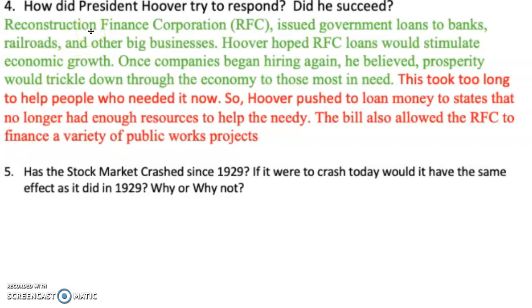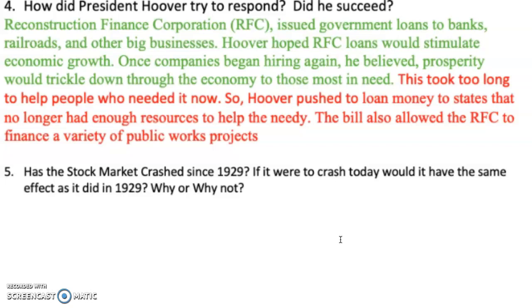Hoover did try to fix the situation. He started something called the Reconstruction Finance Corporation, or RFC for short, which basically gave loans to banks, railroads, and other big businesses, because he thought, hey, if we can keep these businesses going, they're going to hire people, and then those people will get paid. And so he thought it would basically have this big effect. However, it took too long. First of all, you had to get the businesses going, and then you had to hire the people. And then after they worked, then you would pay them. And so we're talking weeks before people will get paid, and people needed money now.